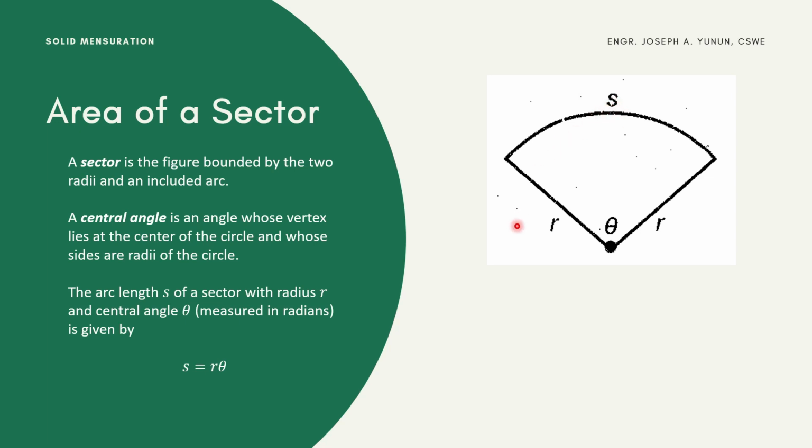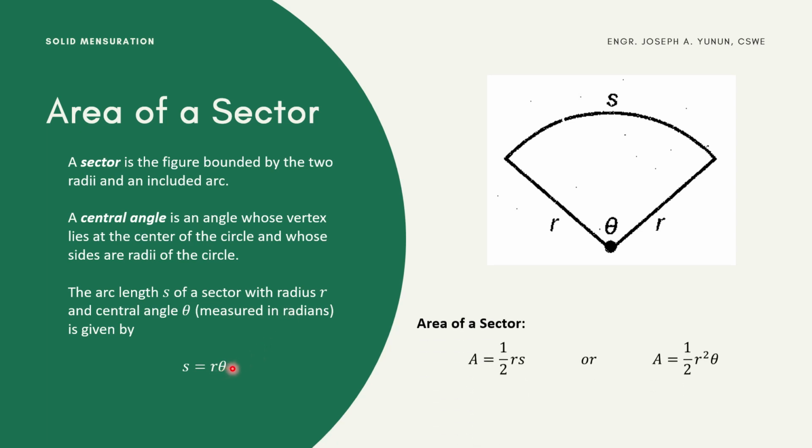This has been discussed in your trigonometry subjects. So the arc length is equivalent to the radius multiplied by theta, which is the central angle, and it is measured in radians. So take note of that.